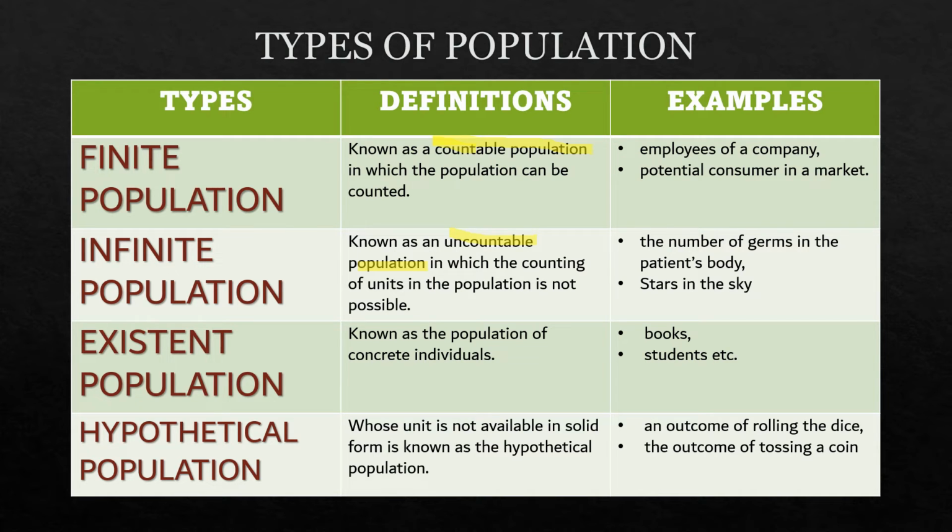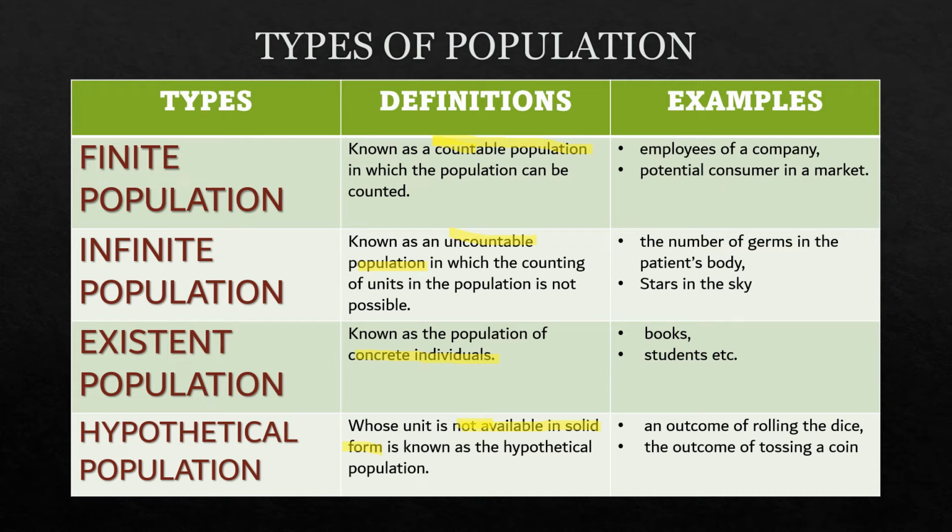Next is existent population. It is known as the population of concrete individuals. Okay, remember that, concrete individuals. In other words, the population whose units are available in solid form is known as existent population. Examples are books, students, and etc. Lastly is the hypothetical population, whose units are not available in solid forms.